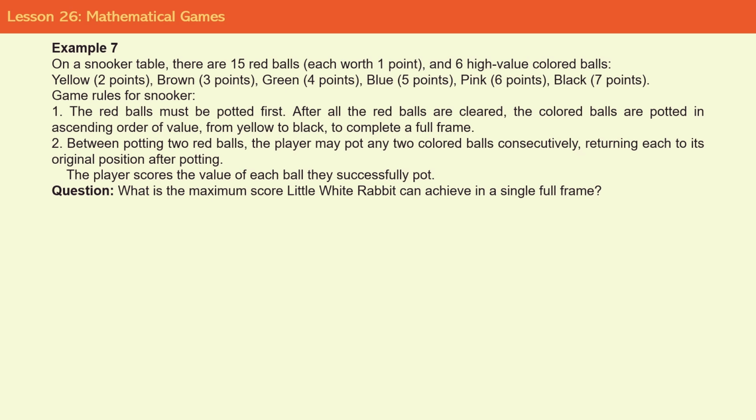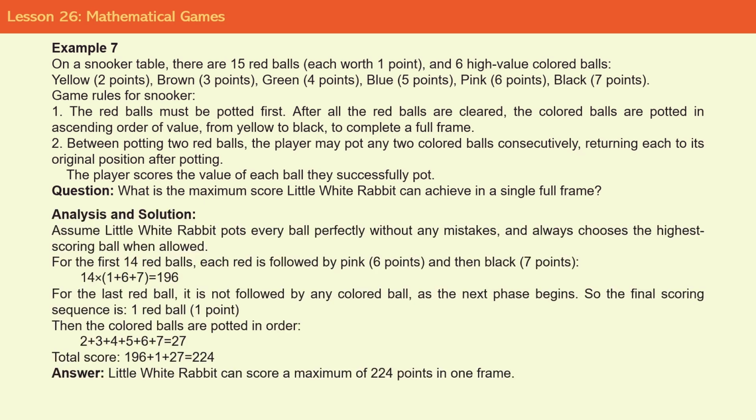2. Between potting 2 red balls, the player may pot any 2 colored balls consecutively, returning each to its original position after potting. The player scores the value of each ball they successfully pot. Question: what is the maximum score Little White Rabbit can achieve in a single full frame? Assume Little White Rabbit pots every ball perfectly without any mistakes, and always chooses the highest scoring ball when allowed.